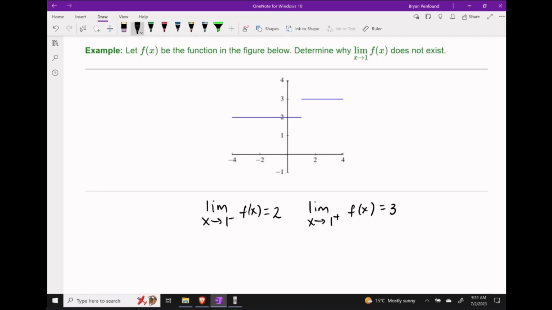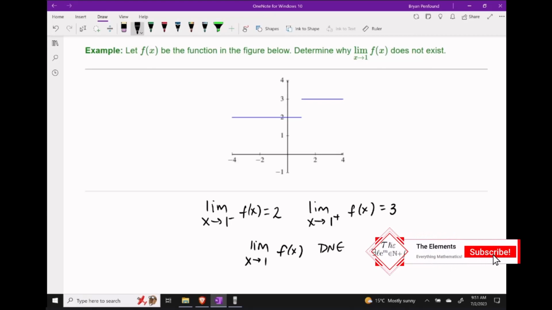So since the value of the limit is dependent on the direction that we approach the x value of 1 from, we're going to say here that the limit does not exist. And the way that we write that down mathematically is we write the limit as x approaches 1 of f of x DNE.